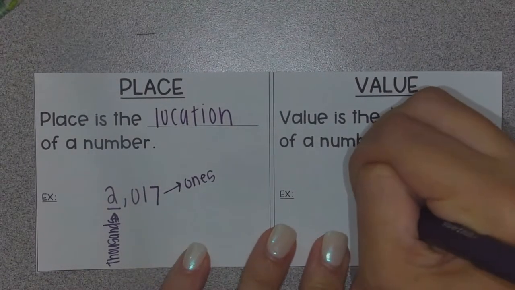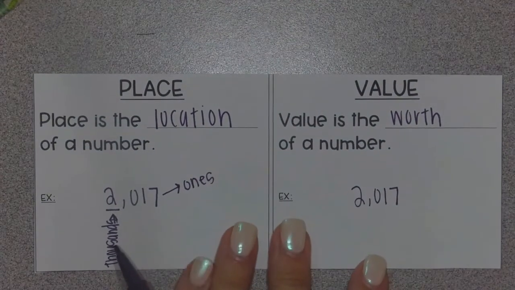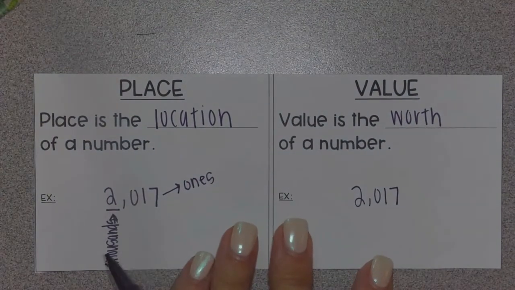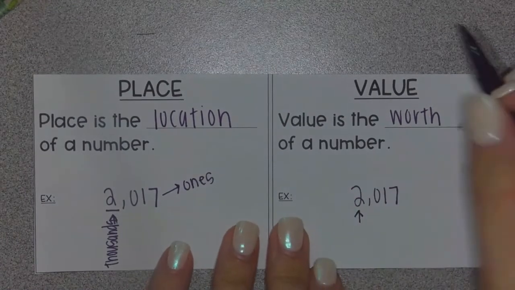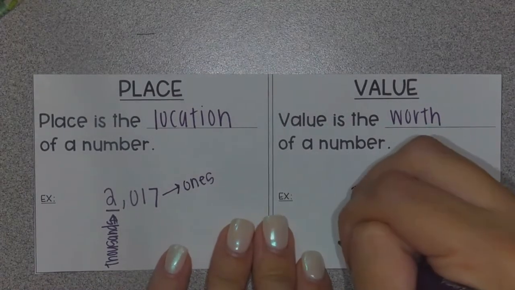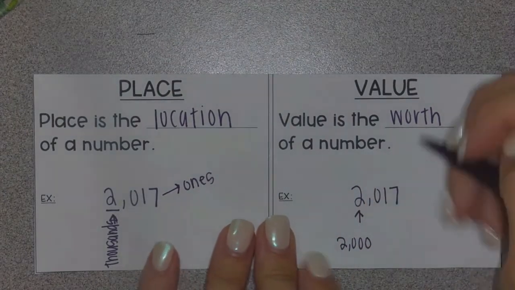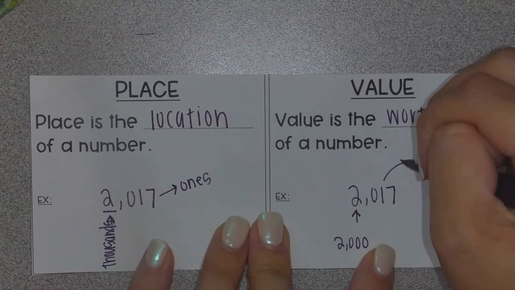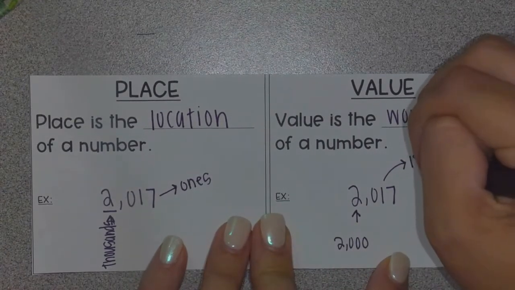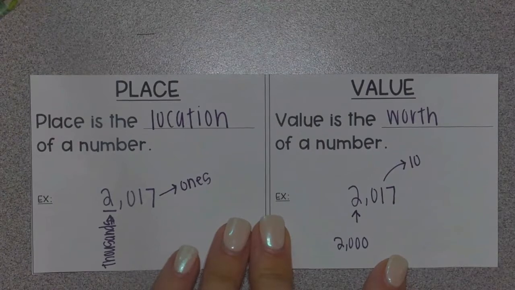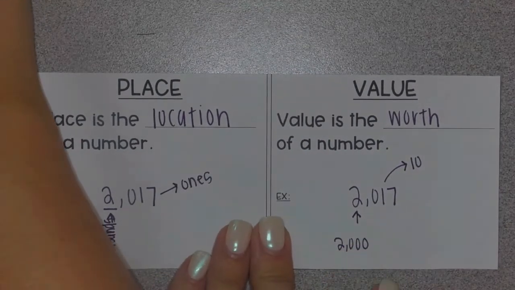So again, I'm going to use the number 2017. This time, when I asked for the place of the 2, it was in the thousands place. But the value of the 2, since it is in the thousands place, is 2,000. The value of the 1, it might be located in the tens place, but the value of the 1 is 10. So the worth is value, the location is the place.